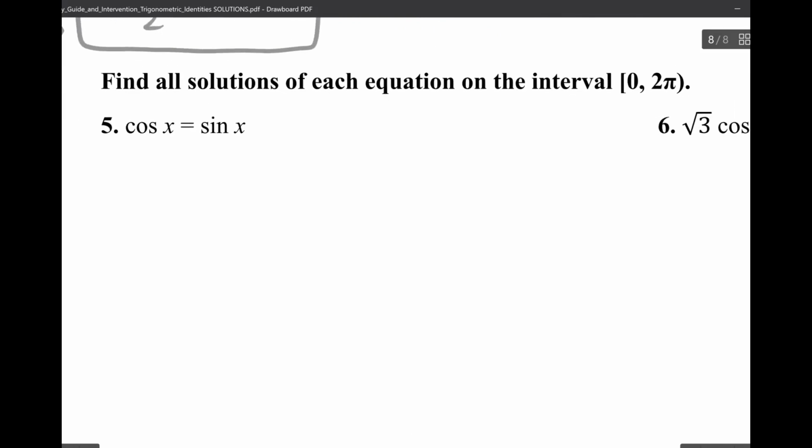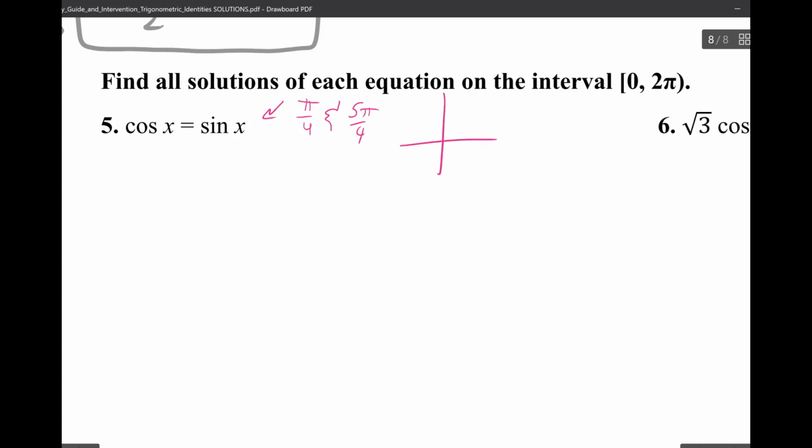Sine of x equals cosine x. Oh my gosh, this is ugly. Well, I could ask myself, where does cosine equal sine? There are 2 ways to solve this. You could say, I know cosine is equal to sine at 45 degrees, and they have to have the same sign, so both positive or both negative. So there's only going to be 2 solutions. I already know the solutions will be pi over 4 and 5 pi over 4.